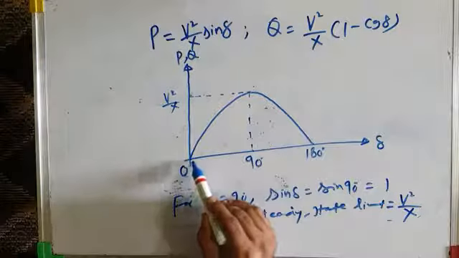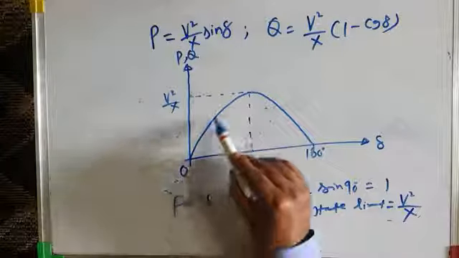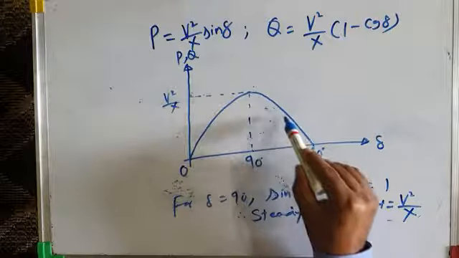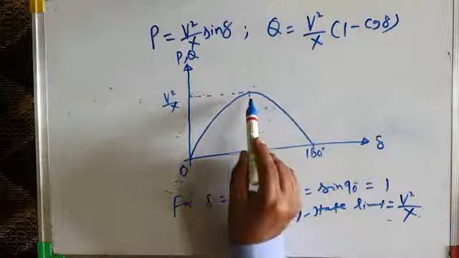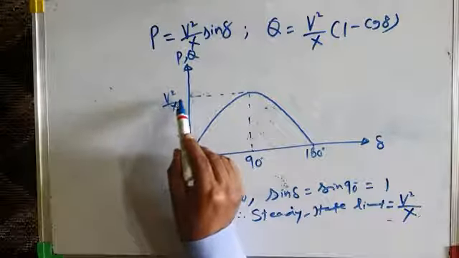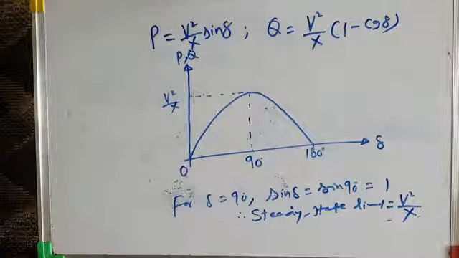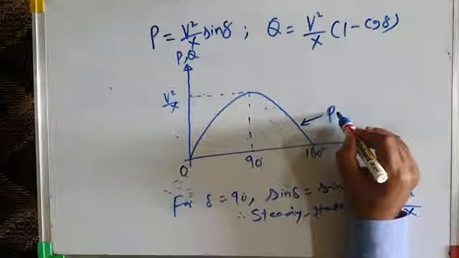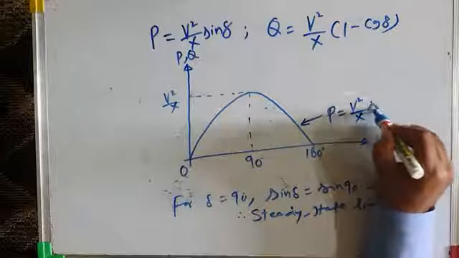For delta equal to 0, it is 0. For delta equal to 180 degrees, it is 0. And then as delta increases from 0 to 90 degrees, P increases; from 90 to 180 degrees, it decreases. At delta equal to 90 degrees, the maximum active power that flows over the line is V square by X, which is called the steady state limit of the line. So this graph represents active power flow over the line, that is P equal to V square by X sine delta.